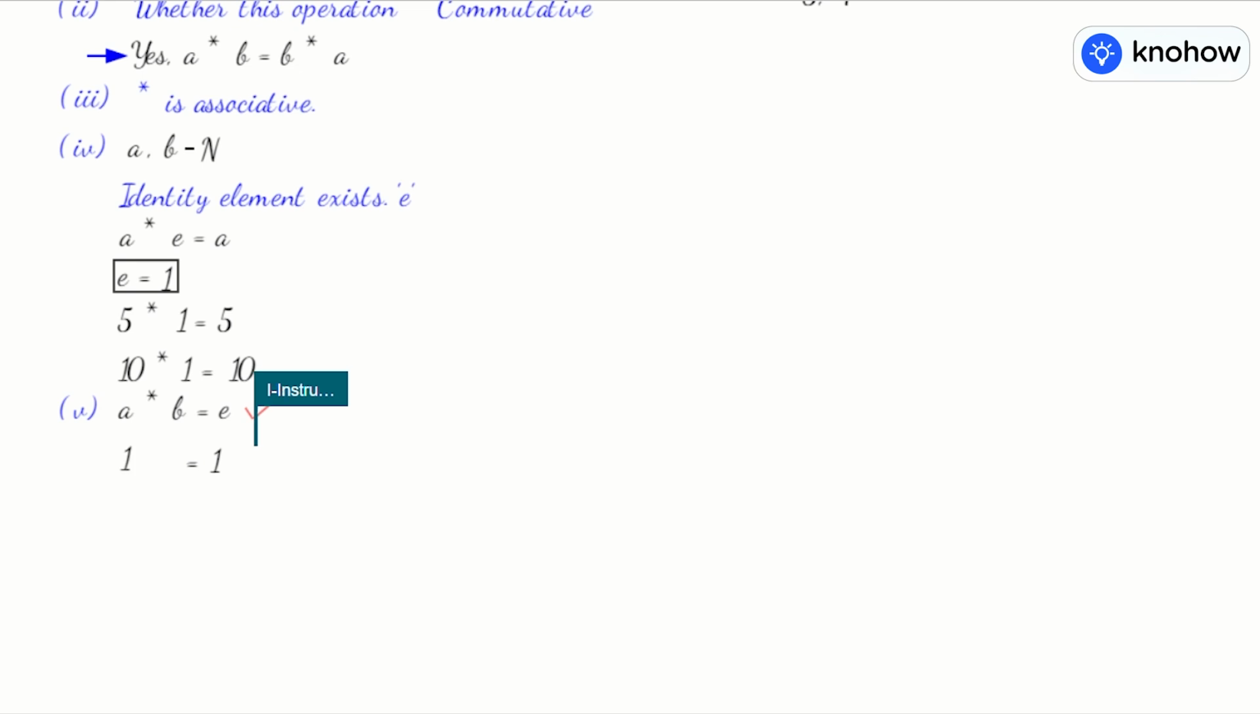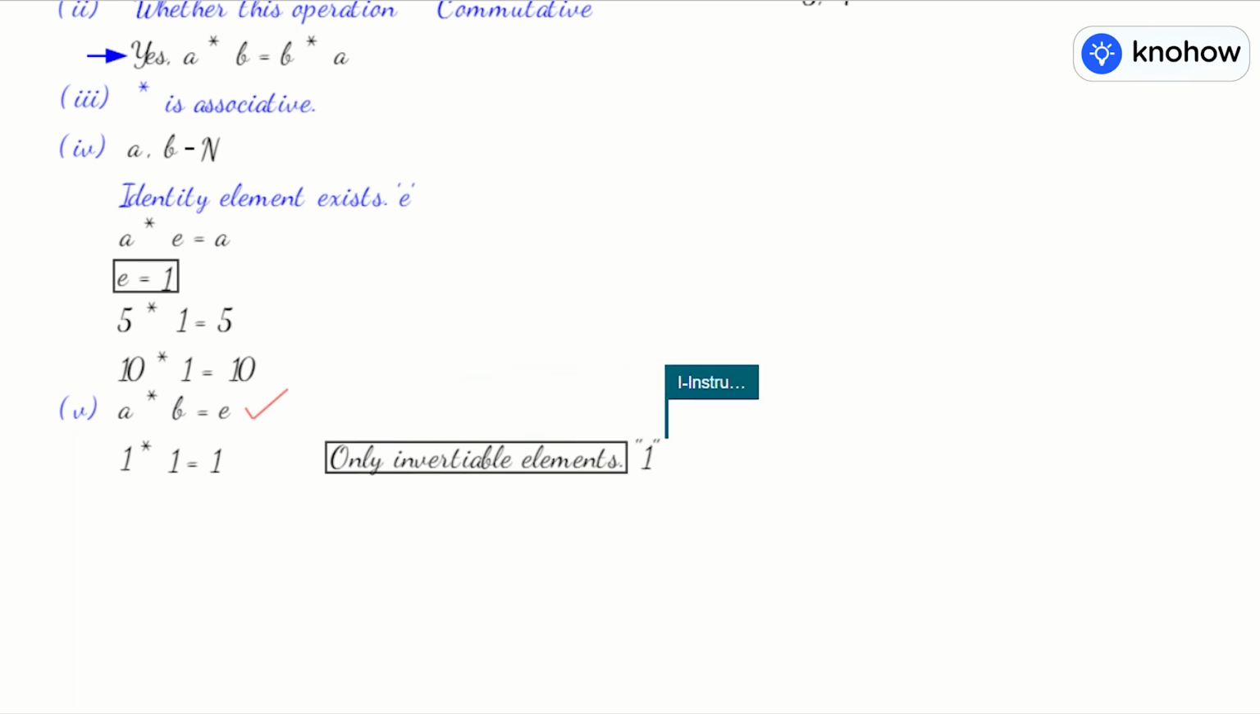Obviously the LCM of 1 and 1 is 1. So 1 star 1 is 1. So the only invertible element is 1. Please note down, the only invertible element in the set of natural numbers is 1. And what is the inverse of 1? Inverse under the operation is 1, because the LCM of 1 and 1 is the identity element 1.